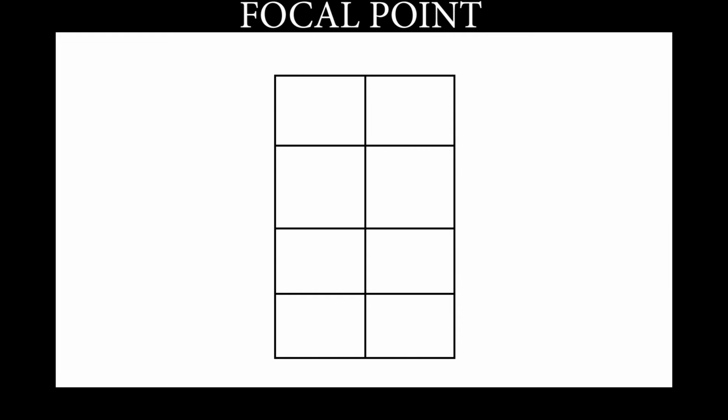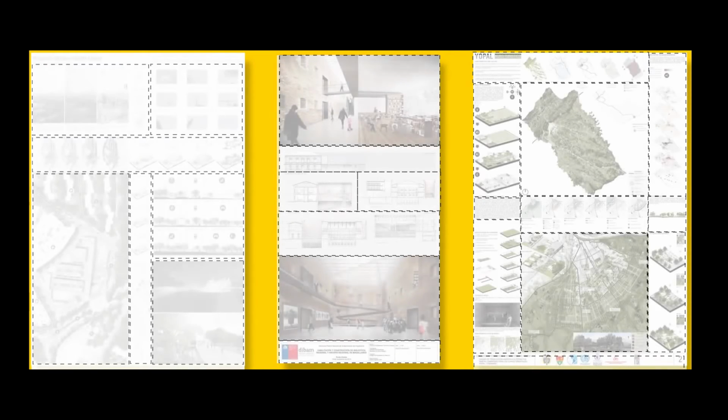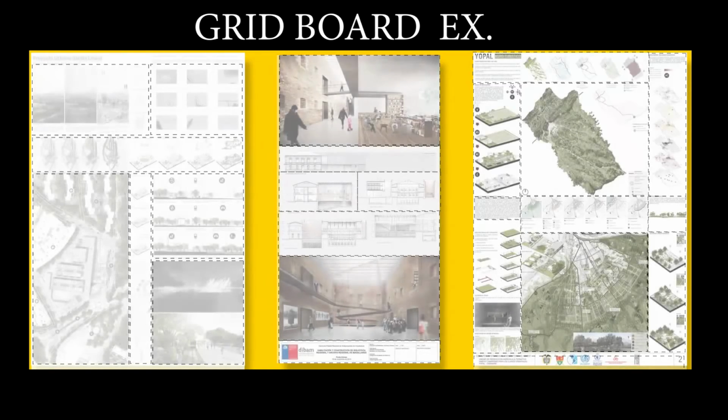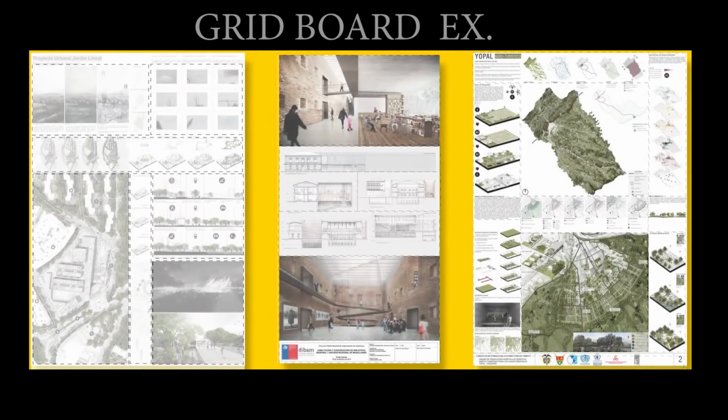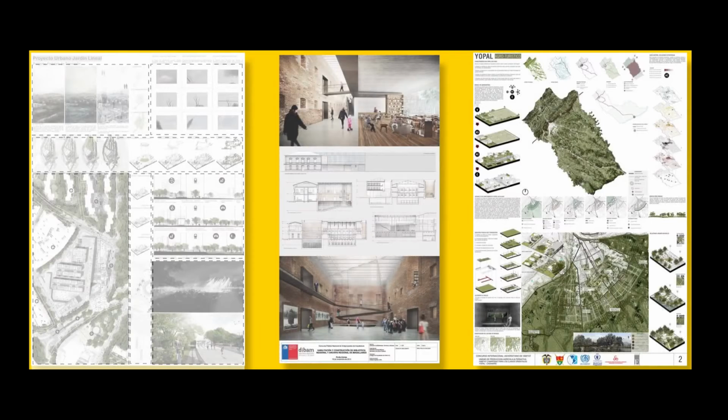Grid style consists of dividing your board into a grid and organizing your information accordingly. Sometimes the information can be equally separated in a grid, or in a hierarchy, organizing the most important information in the bigger parts of the grid and the complementary information in smaller parts of the grid.